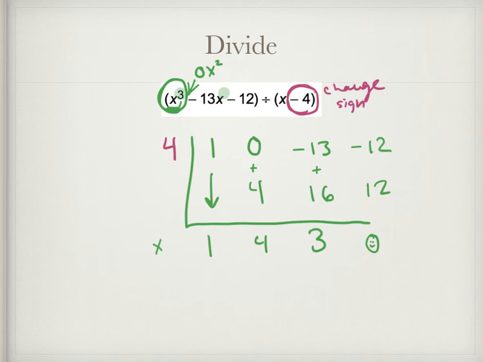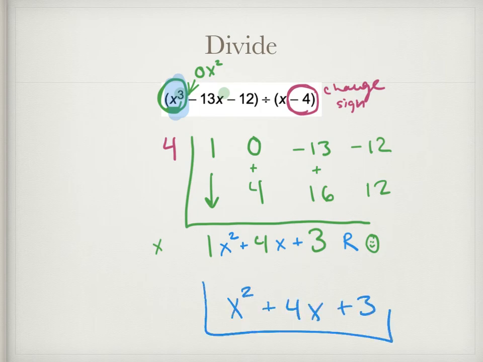So if our question up here started with x cubed, what is our answer going to start with? X squared. It's always 1 less than our question. So we have x squared plus 4. What do we put after the 4? No. X. We just decrease. If we started with x squared, the next number has x, the next number has nothing, and then the last number is always our remainder. So our answer here is x squared plus 4x plus 3. We have no remainder, so we don't need to write it.